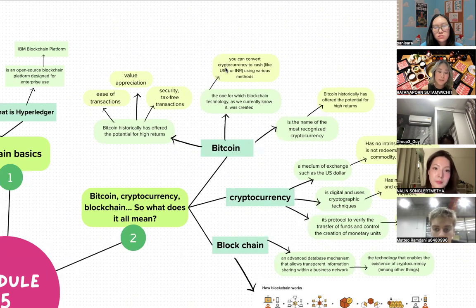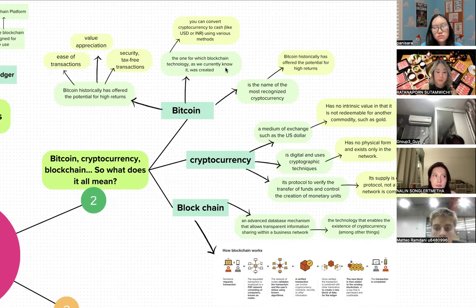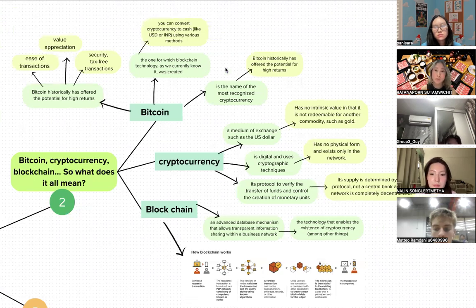Second is the Bitcoin cryptocurrency blockchain. So what does it all mean? First, I would like to start with Bitcoin. Bitcoin has historically offered the potential of higher returns, and it offers ease of transactions and value applications, and also security with tax-free transactions. Moreover, Bitcoin is the one for which blockchain technology, as we certainly know, was created.